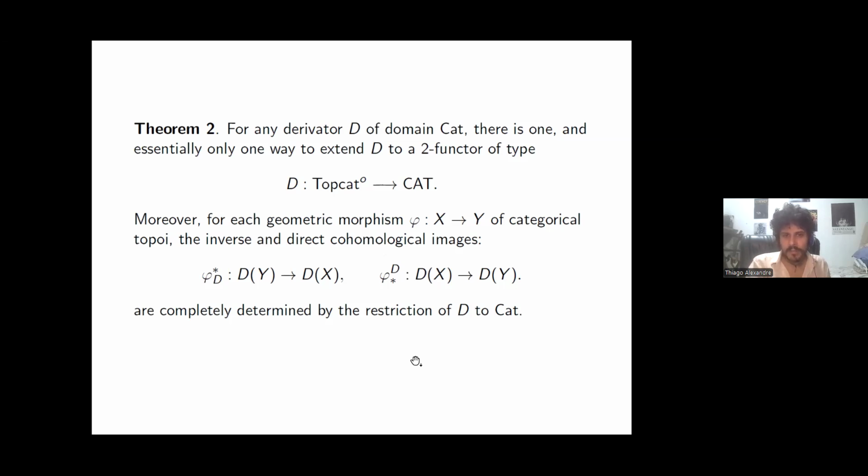But now the hard part is how do we extend D to arbitrary toposes? Because here I'm considering just categorical toposes. How do we construct the extension for arbitrary toposes and arbitrary geometric morphisms, right? So, as I said, Grothendieck conjectured in a letter to Thomason that there is always one, and essentially only one, way to do this extension.